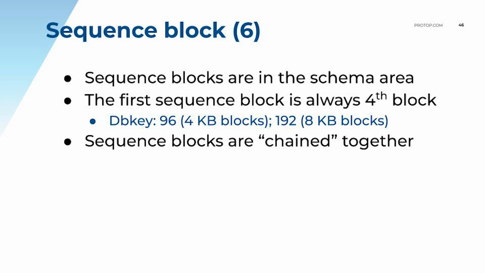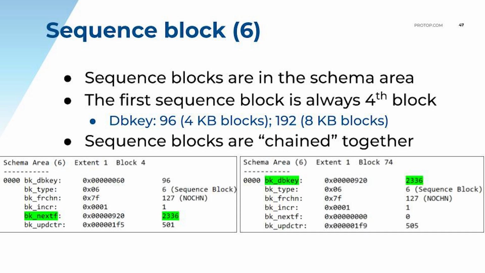And sequence blocks, if you have multiples of them, are chained together in kind of an interesting way. Here's a diagram of the headers of two sequence blocks from a database. We can see the first one has a DB key of 96, so this must be from a 4K database. And its next F field has a DB key value of 2336, although you can see it's not on a chain. But the next DB key, which happens to be block 74 in the area, has a DB key of 2336, and it's a sequence block. So there is a sequence chain, but for some reason, there isn't officially a chain value for sequence chain, but that's how they're linked together.